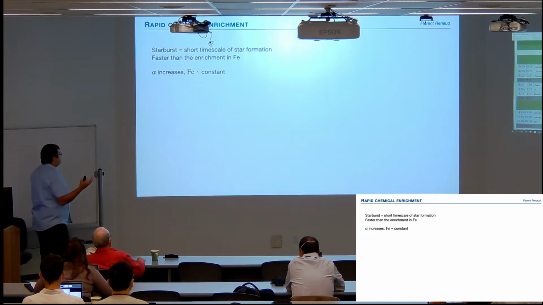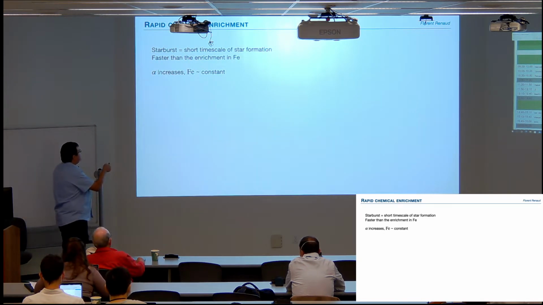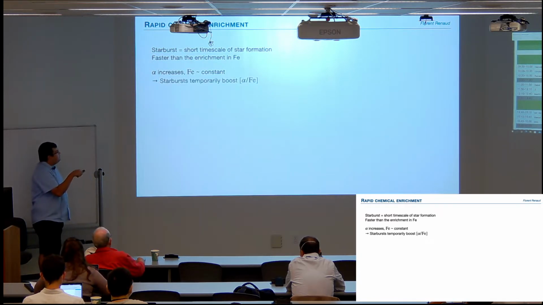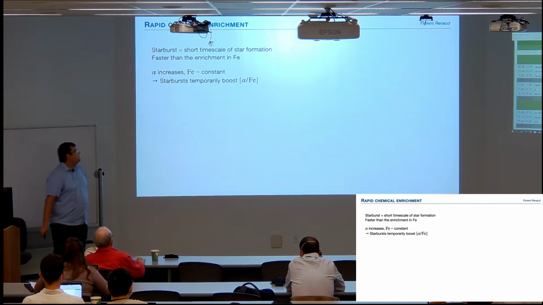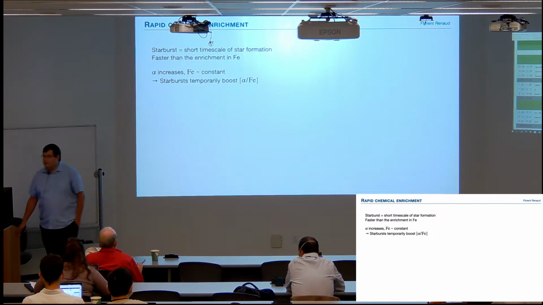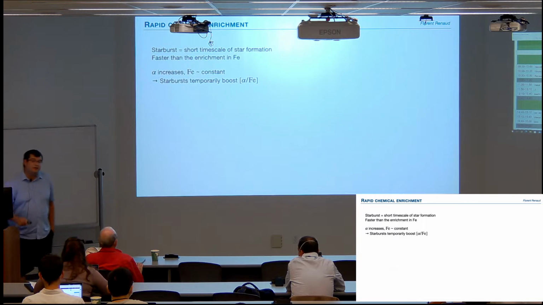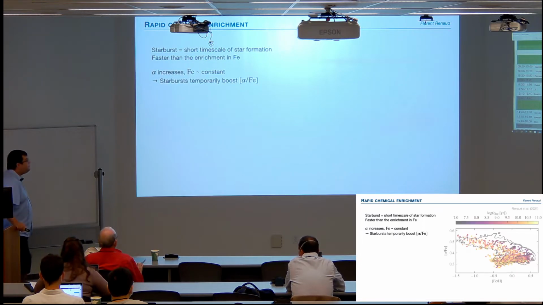So the type 2 supernovae, core collapse, will increase the production of alpha elements, but not Fe yet. They have not kicked in yet, which means that you will temporarily boost the alpha over Fe ratio. And that's quite important because you can trace that in observations of stellar populations, for example, in the Milky Way.